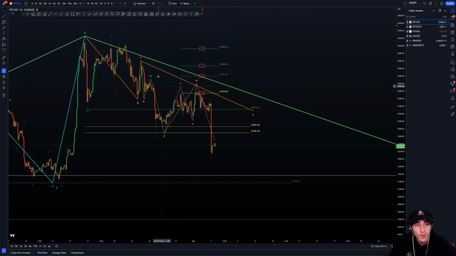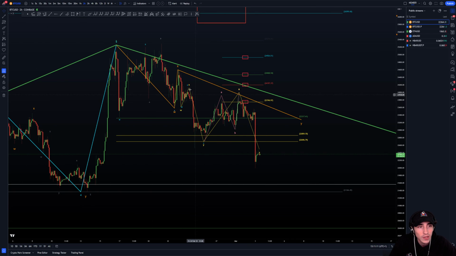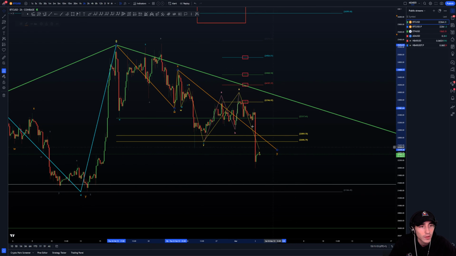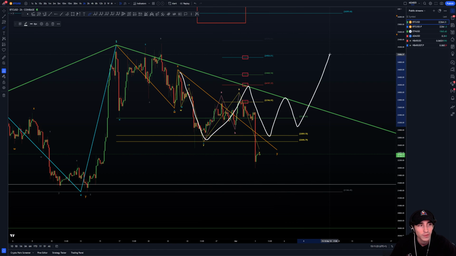So right here, what happened is W, X, Y, X, and Z. Okay, mainly the other possibilities was a possible Y leg here, an ABC flat. If we have to do a W, X, Y only, we can look for an A, B, C flat to push high and take this high right here. Otherwise, we could look for an A, B, C, D, E triangle before we get another rise.